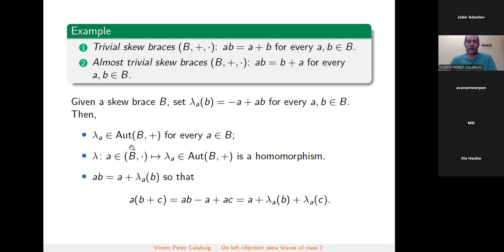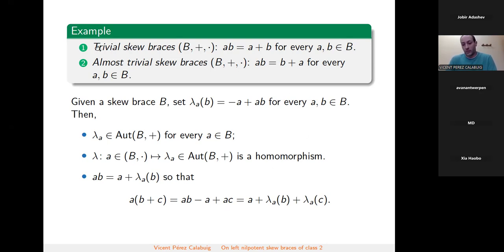And this makes the multiplicative group acting on the additive group by means of this lambda map. This is what we call the lambda action and plays a key role in the inner structure of skew braces. Indeed, it allows to write products in terms of sums. And therefore, the previous distributivity property has a more intuitive way in terms of the distribution of the lambda action.